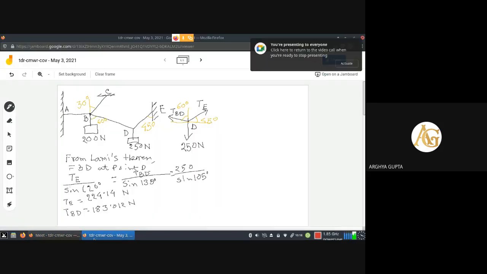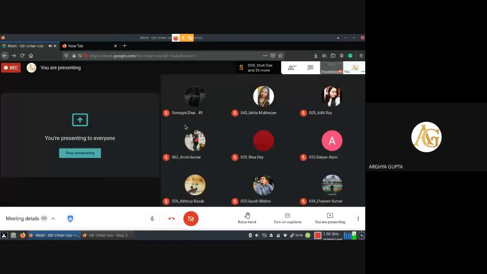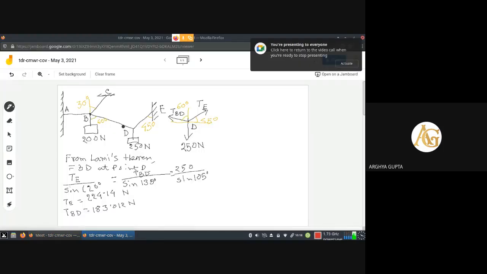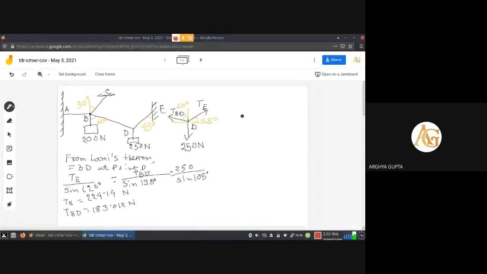Now I need to draw the free body diagram from point B. So now let us do it. Free body diagram at B. 200 Newton.